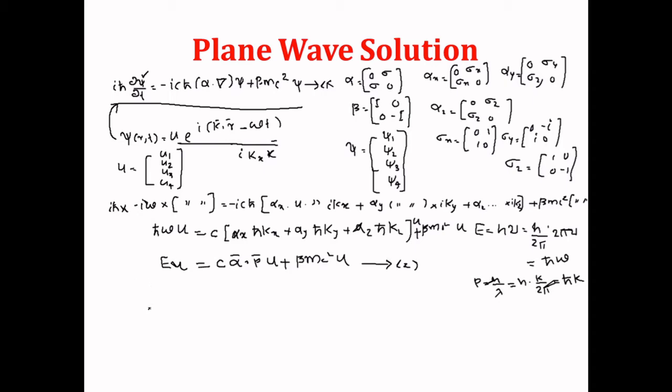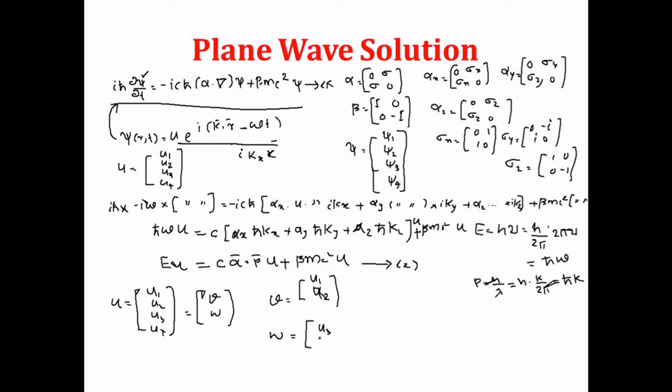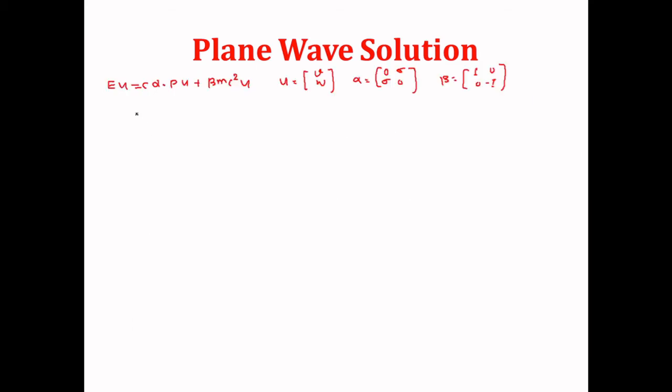Now we are going to solve this particular equation, and for convenience let us make some substitution. That is, we know that u is a 4 component matrix, u1, u2, u3 and u4. Let me write it as v w, where v is equal to the first two components, that is u1, u2, and w equal to the last two components, that is u3 and u4, and let it be equation number 3. So now we are going to substitute the matrix values for u, alpha and beta in this particular equation.